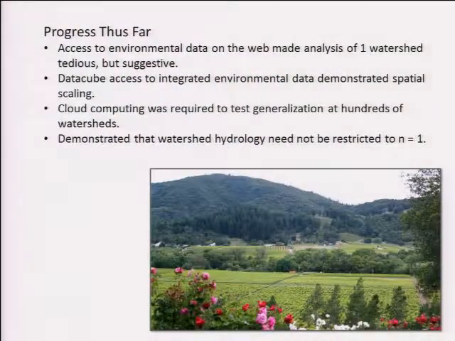So progress thus far, we have lots of data on the web, but picking that off individually and doing the analysis on one watershed was tedious, but it got us started in this business. The data cube that we used, that pulled the data that we wanted from California into one location, made it easy to do the 5 to 10 watershed scale analysis, but it wasn't easy to extrapolate out to hundreds of watersheds, and therefore we had to go to the cloud to do that. And last comment, that's a little cynical if anybody isn't a hydrologist.